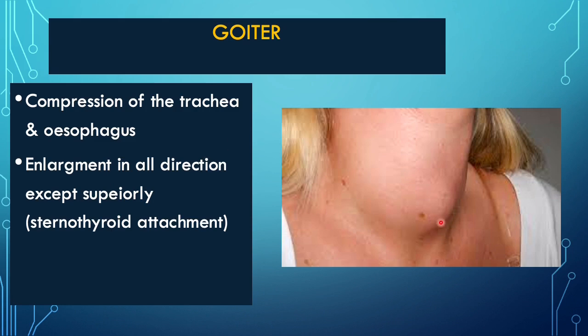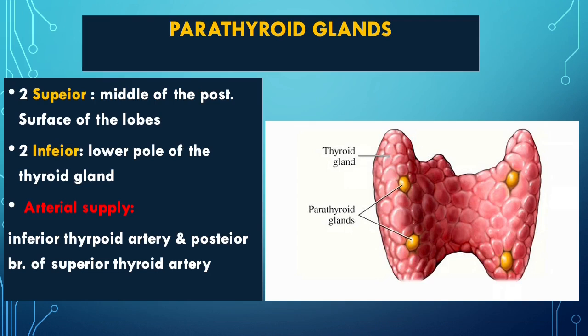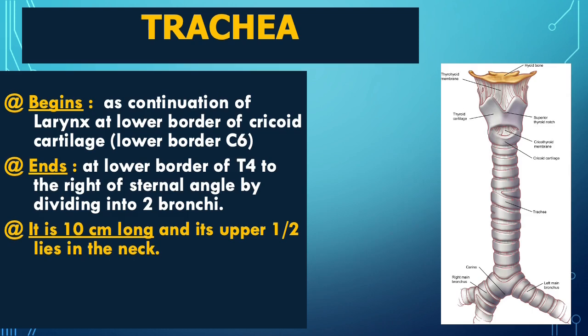Remember that anatomically the thyroid gland could be enlarged in many directions, laterally like this and inferiorly like this, but it could not extend superiorly because of the attachment of the sternothyroid muscle, which comes from the sternum to the thyroid. So it limits the enlargement superiorly. The nerve supply is sympathetic, from the sympathetic chain. We have four parathyroid glands, two on the right and two on the left, supplied by the same blood supply as the thyroid gland.